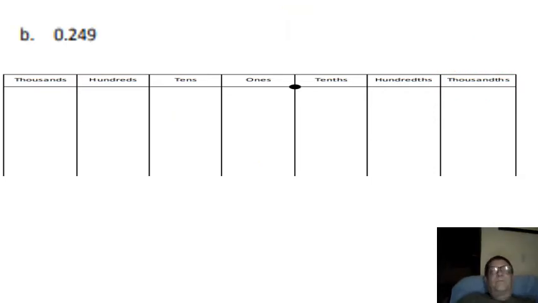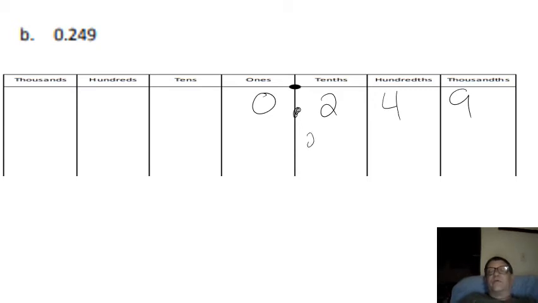All right. Now we're going to be doing expanded form this time. So first thing we're going to do is place the number in the place value chart. We have 0 and 249 thousandths. Now the way you do expanded form is you take the digit times the place value.